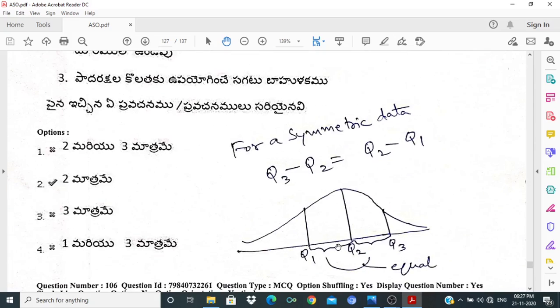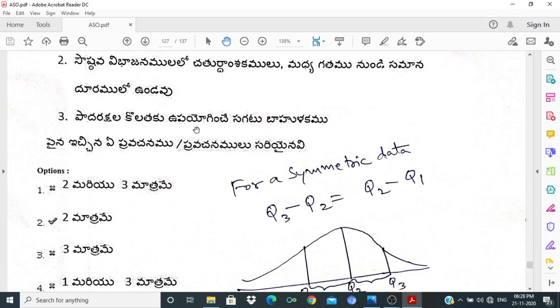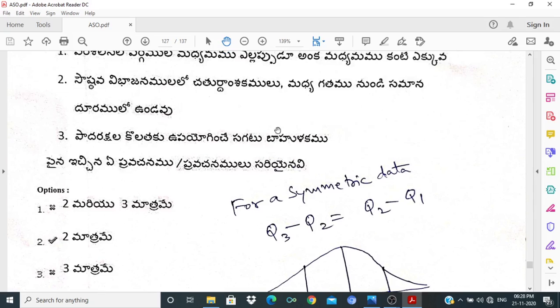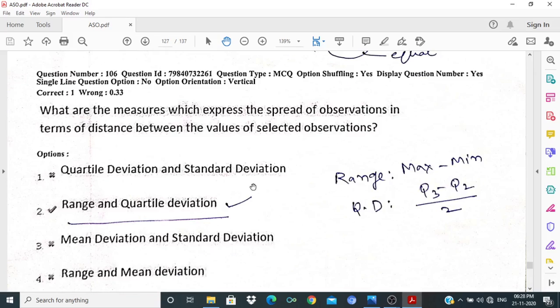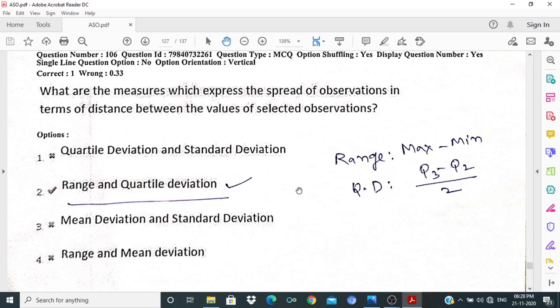For symmetric distribution, Q2 minus Q1 is equal to Q3 minus Q2. Equal. The second statement is wrong. What are the measures which express the spread of observations in terms of distance between the values of selected observations? Range and quartile deviation. These two measures only deal with the spread of observations. Range is equal to maximum minus minimum. QD is Q3 minus Q1 divided by 2.